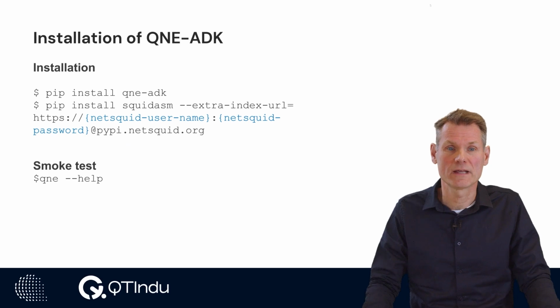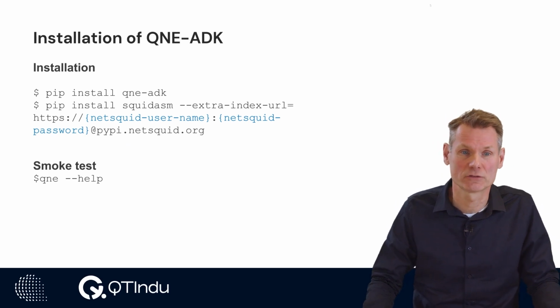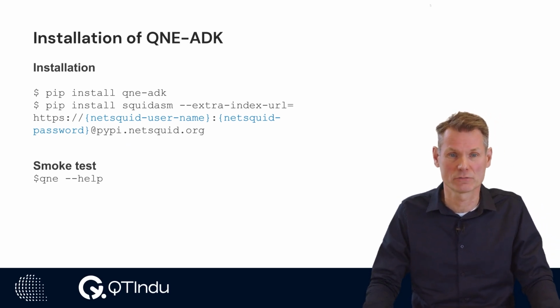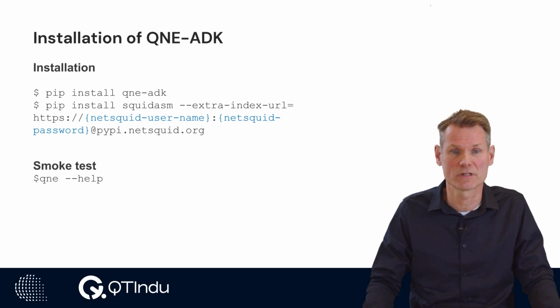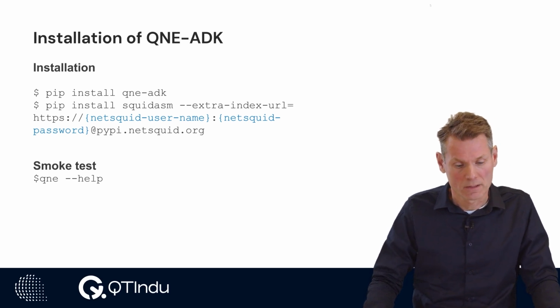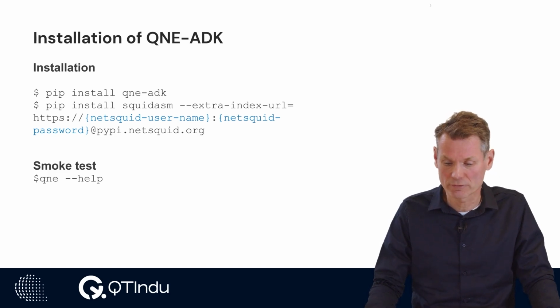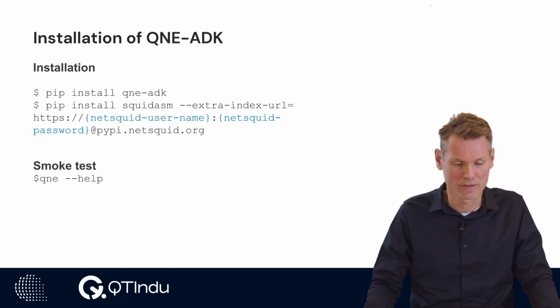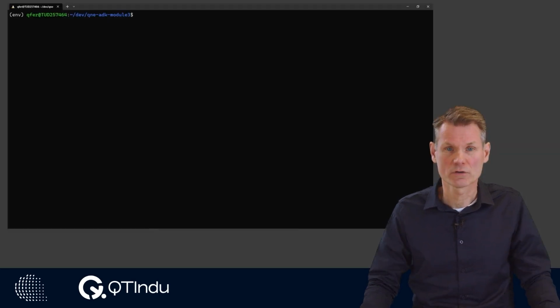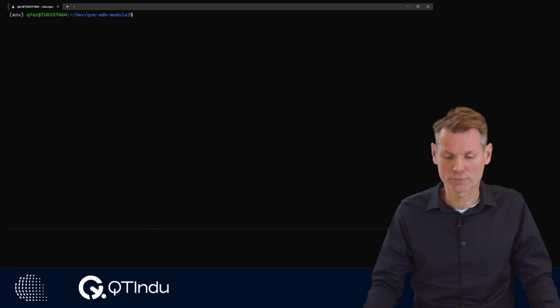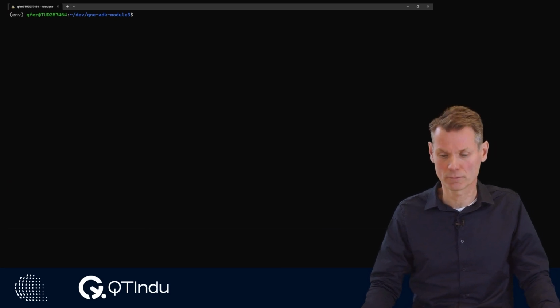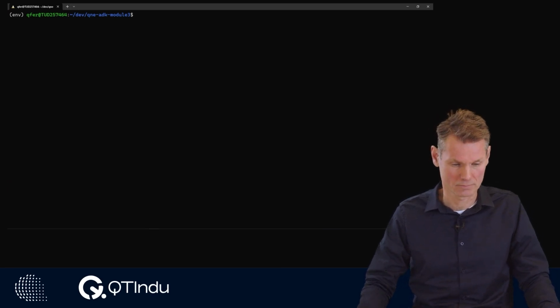To install QNE ADK, you have to execute two pip install commands, the first to install QNE ADK and the second to install SquidASM. In the second, you have to replace the NetSquid username and NetSquid password with the credentials you registered with on the netsquid.org forum. To install the QNE ADK, execute the following commands in the running virtual Python environment.